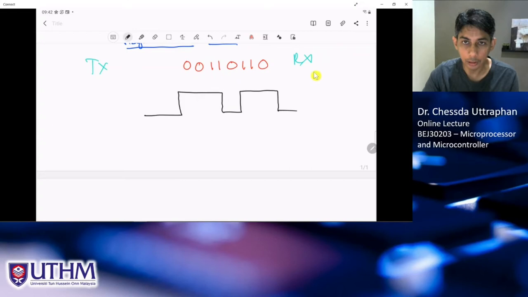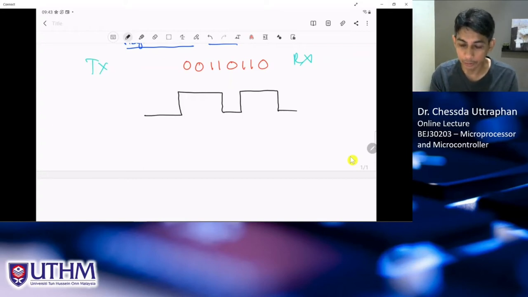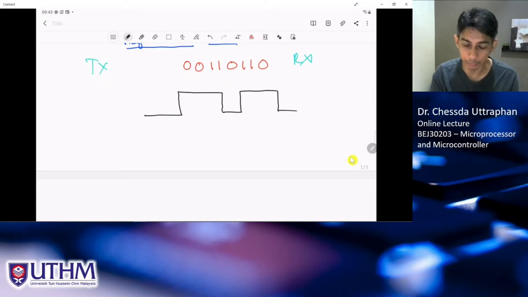Now how does the receiver know that this is 1 1, but not only 1, or 1 1 1? This can be 1 1 1, or 1 1 1 1, or many 1s, or only 1, right? How does the receiver know that the data it receives is this one, not this one, or not others? So in asynchronous communication, we will use the speed of the transmission to synchronize the data between the sender and the receiver, right? The speed, the rate of transmission.